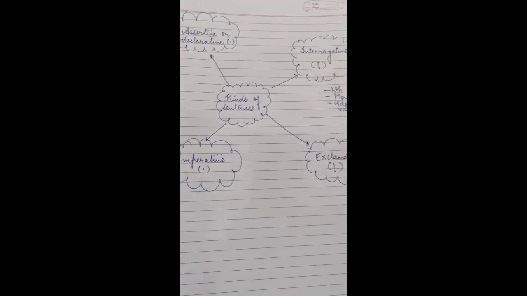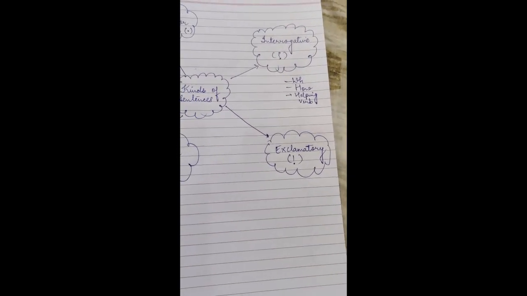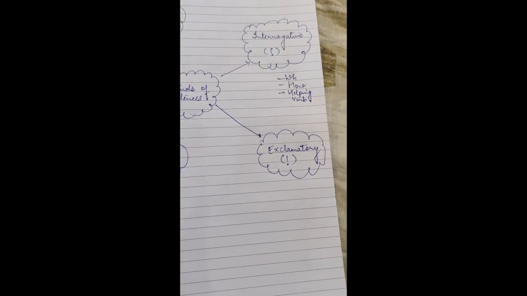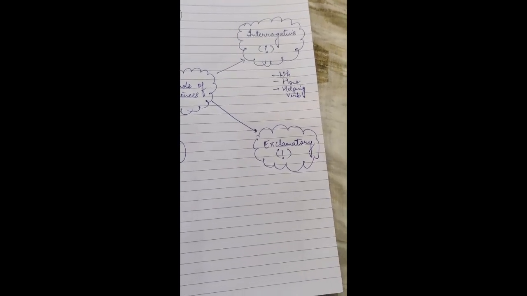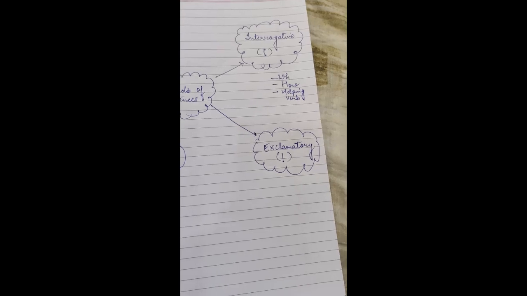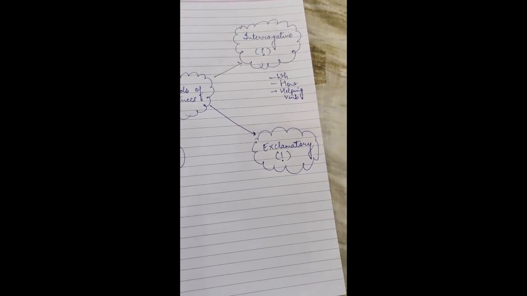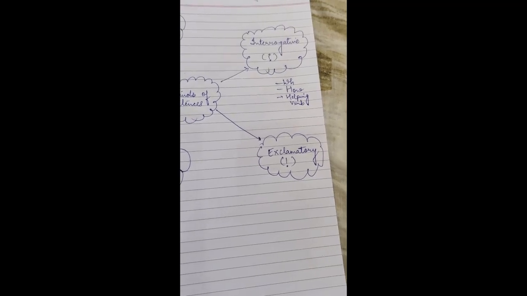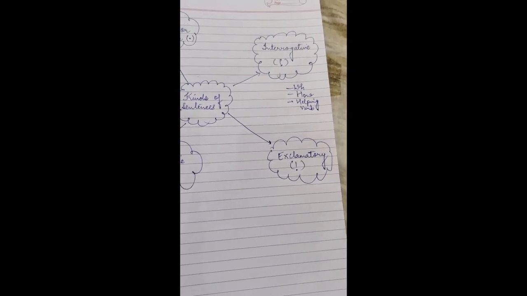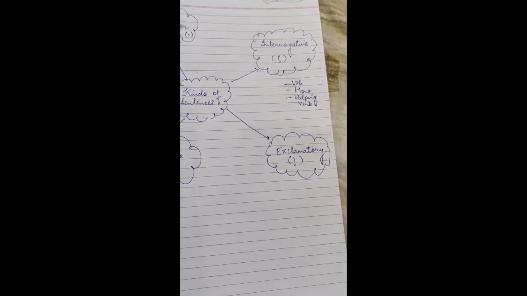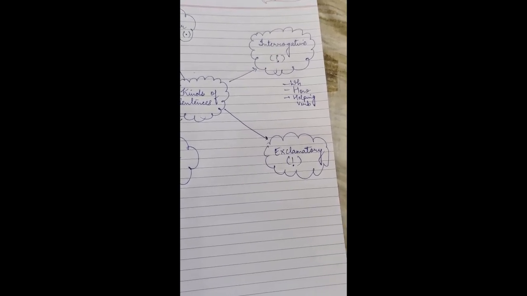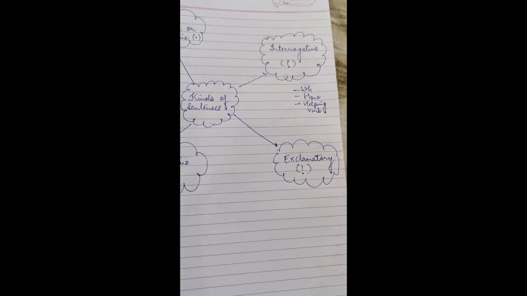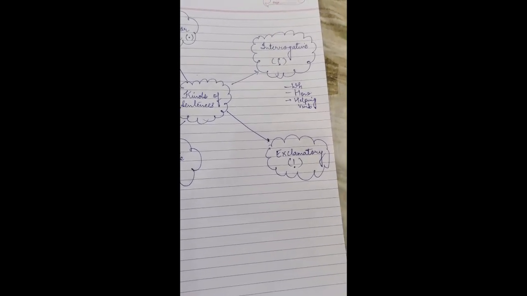So next is exclamatory sentences. A sentence that expresses a strong feeling is called exclamatory sentences. So now if you see the example, how beautiful the rainbow is. Now if you see, it is starting with how. That doesn't make it an interrogative sentence. There is an exclamatory sign in the end. And if you see the full sentence, how beautiful the rainbow is, it is an expression of an emotion. So you cannot say it as an interrogative sentence.